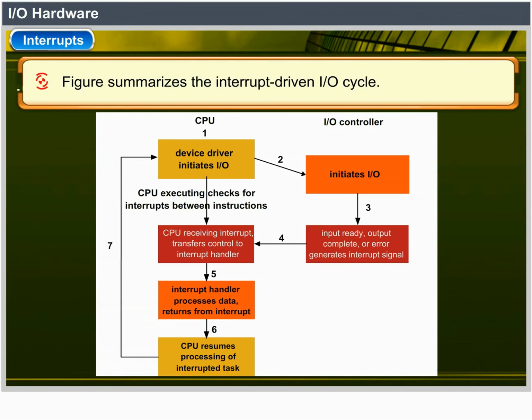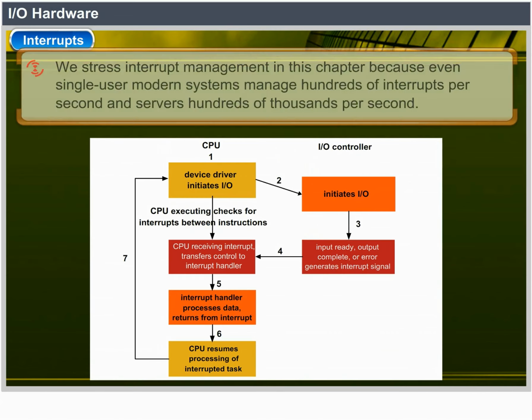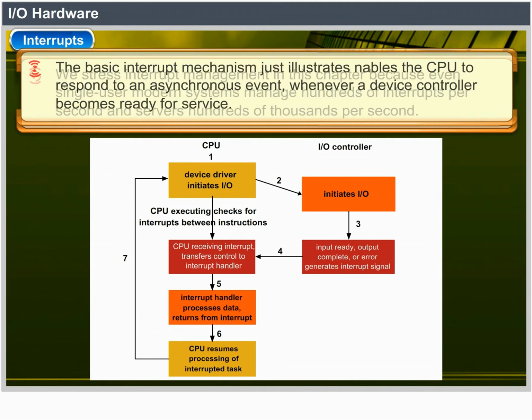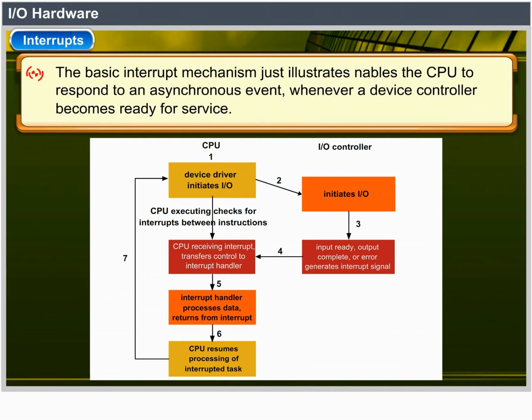We stress interrupt management in this chapter because even single-user modern systems manage hundreds of interrupts per second and service hundreds of thousands per second. The basic interrupt mechanism just described enables the CPU to respond to an asynchronous event, as when a device controller becomes ready for service. In a modern operating system, however, we need more sophisticated interrupt handling features.